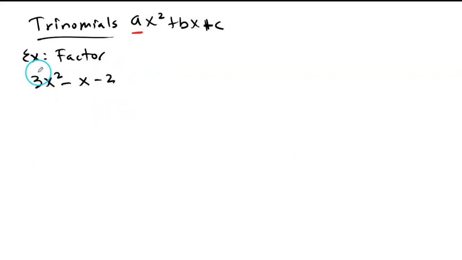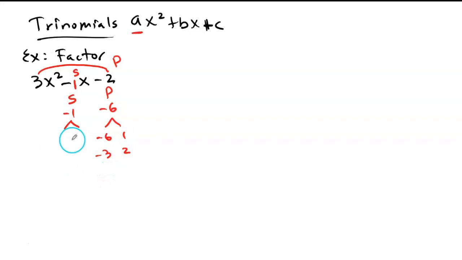Here we go. The first and the last are going to be my product: 3 times negative 2 is negative 6. My sum is always the middle value. If there's no number here, you're supposed to have a negative 1, so my sum is negative 1. What are my numbers? We always break the product. Negative 6 is negative 6 times 1, or negative 3 times 2, and that's it. Let's check those values. Negative 6 plus 1 is negative 5. Nope. Negative 3 plus 2 is negative 1.